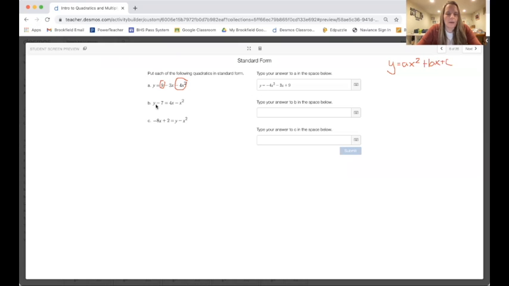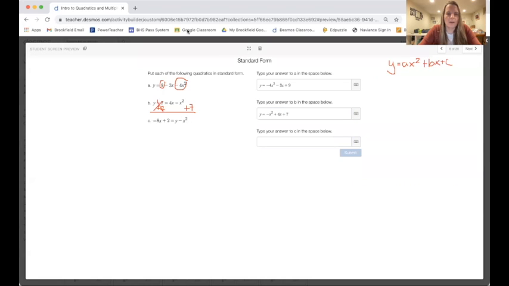Here, I want to get y by itself, right? I want y equals, so I'm going to add 7 to both sides, right? Just like solving a regular equation, whatever I do to one side, I have to do to the other, right? And that will cancel this and leave me with y equals. And then I want to put it in the correct form. So again, negative x squared plus 4x plus 7.